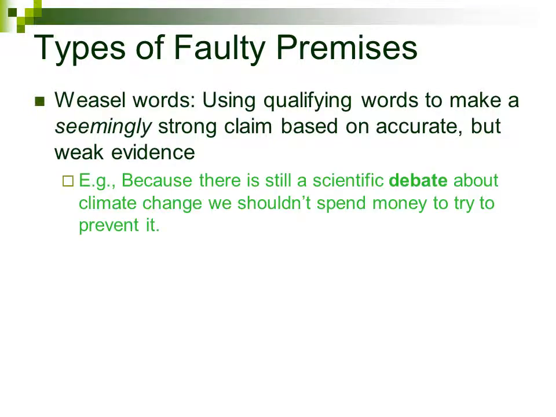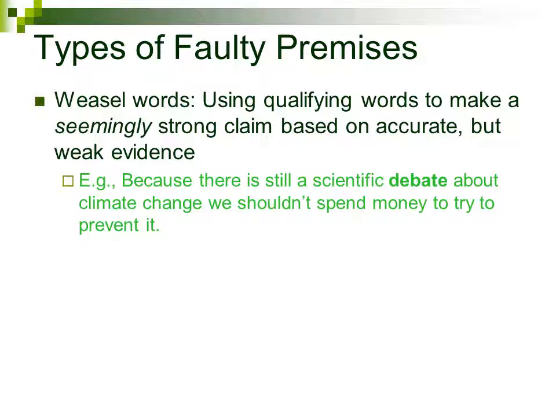Here's an example. Because there is still a scientific debate about climate change, we shouldn't spend money to try to prevent it. The weasel word here is debate. This word makes the statement technically true that yes, there is technically debate and not a consensus among scientists about the validity of global warming, but if you think about it, this is a pretty weak argument. Of course, there is a debate about global warming. The scientific method, as we discussed this week, is based on constant debate, where theories are continuously being tested and updated when new evidence comes along.